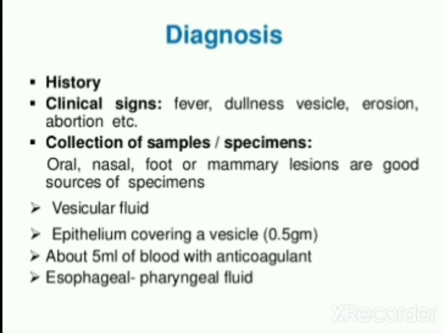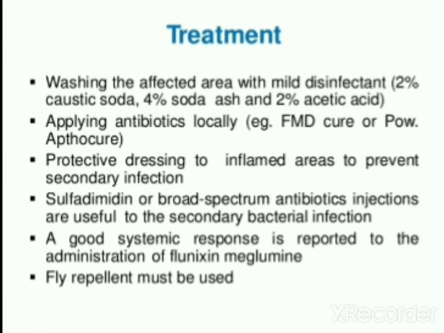Diagnosis: history, clinical signs: fever, dullness, vesicle erosion, abortion, etc. Collection of sample specimens: oral, nasal, foot, or mammary lesions are good sources of specimens. Vesicular fluids, epithelium covering of vesicle 0.5 grams, about 5 ml of blood with anticoagulant, esophageal-pharyngeal fluid. Treatment: washing the affected area with mild disinfectant: 2% caustic soda, 4% soda ash, and 2% acetic acid.